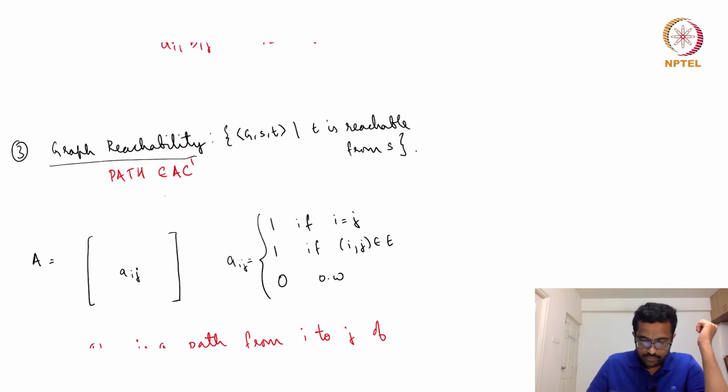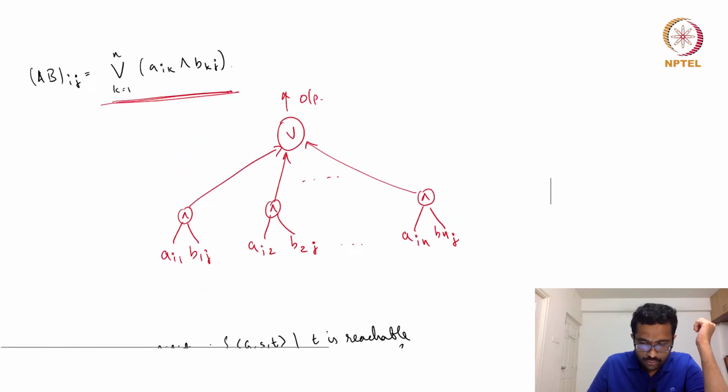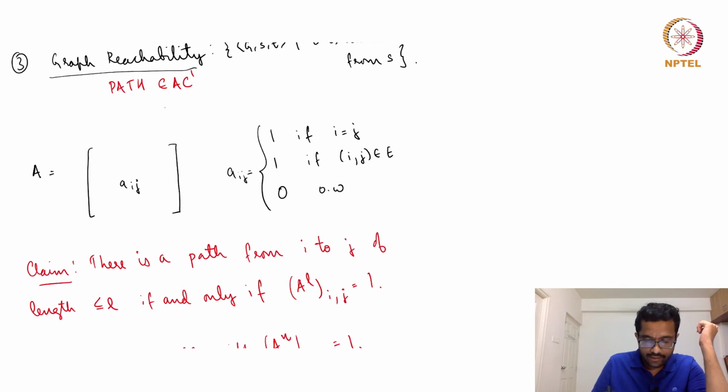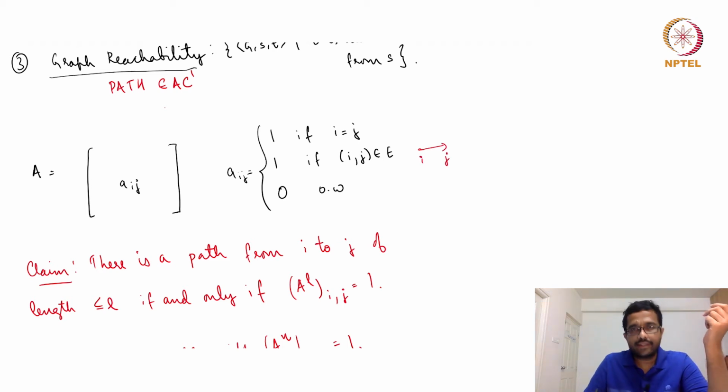Let's see how. The key point is that we can use what we just saw, the Boolean matrix multiplication. Let us first define something like the adjacency matrix, which we will call A. The ijth entry of A is 1 in two cases. One is if i equals j, that means all the diagonal entries are 1, and two is if there is an edge from i to j.